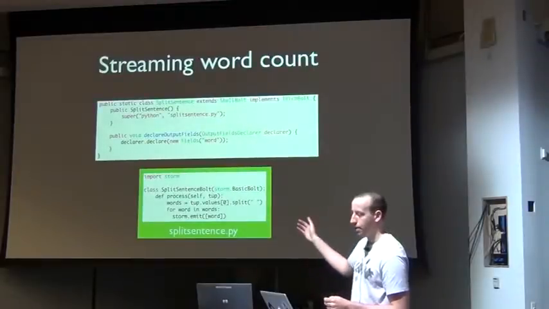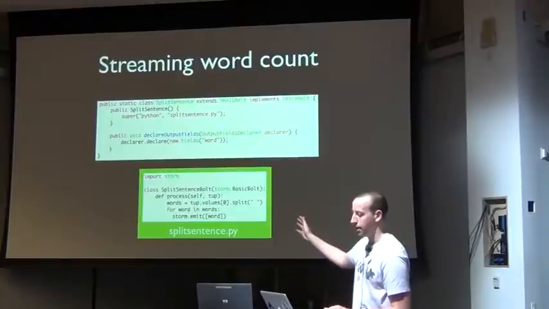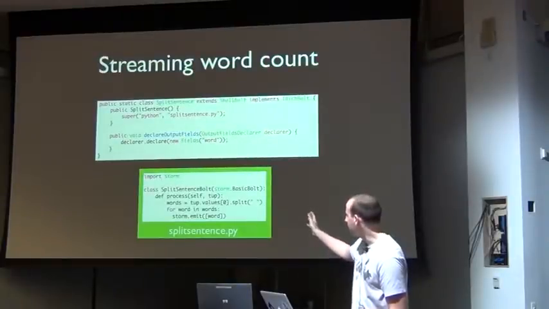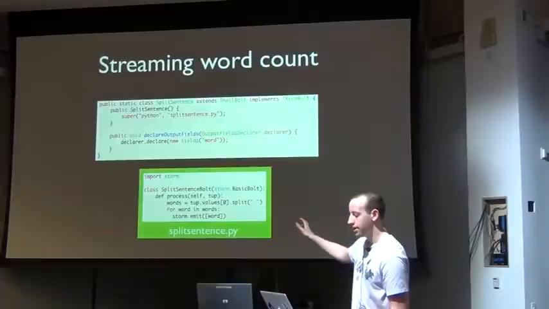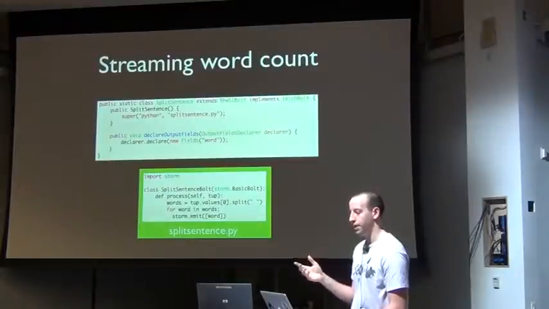At the top is a small wrapper class, which just says, I'm implemented in Python. And at the bottom, you can see whenever it's given a new tuple to process, it takes the first field of the tuple, splits it on white space, and then emits a new tuple for every word.